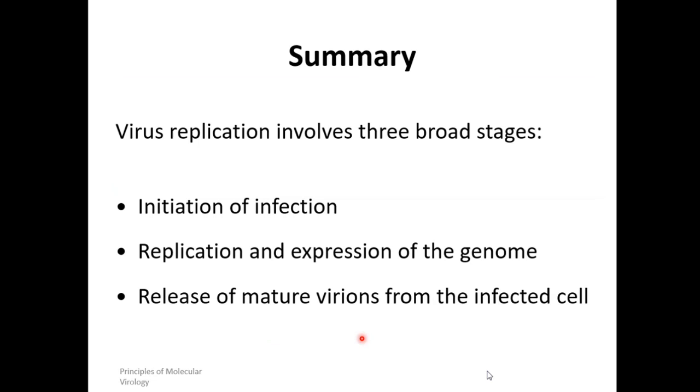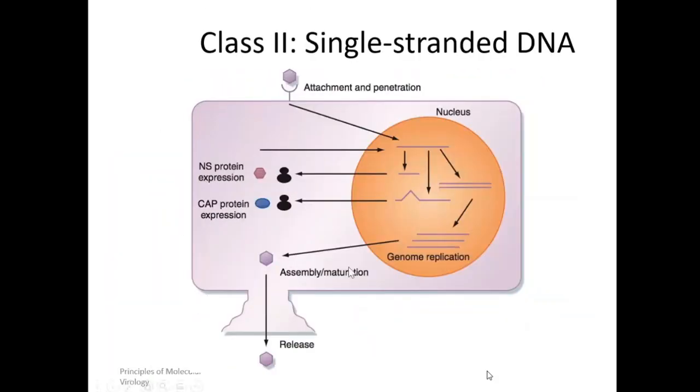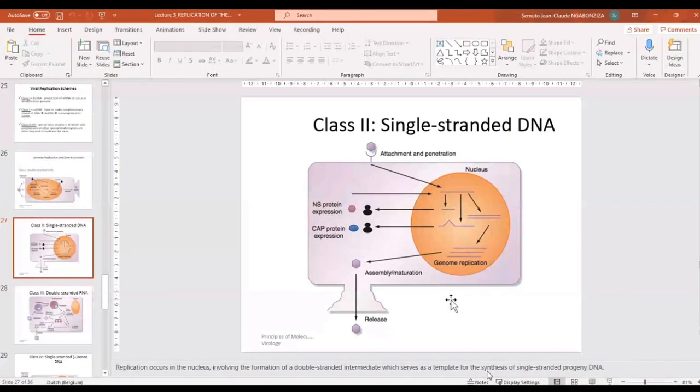So in brief, viruses replicate in three broad strategies: initiation of infection, replication and expression of the genome, and release of mature viruses from the infected cell. So this is the brief on how most viruses replicate. How do they grow to get in huge numbers? This is how, in summary, most viruses replicate, but we see each virus has its particular way of replicating. Any questions so far?